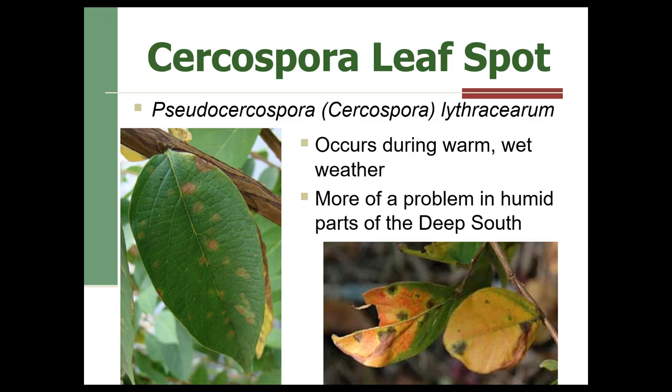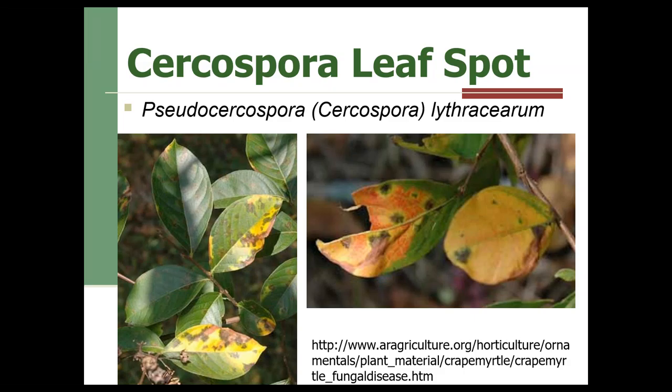Generally, it occurs during warm, wet weather, and so we really mean it's typically summertime when you have problems with Cercospora leaf spot. It's more of a problem in the humid parts of the Deep South, which is obviously along the Gulf Coast, and probably as you move further west in Texas, it might be less of a problem. The spots first appear in mid to late summer on mature leaves in the lower part of the plant and in the inner leaves of the plant. And as you can see, the spots will enlarge and eventually the whole leaf will turn yellow and fall off.